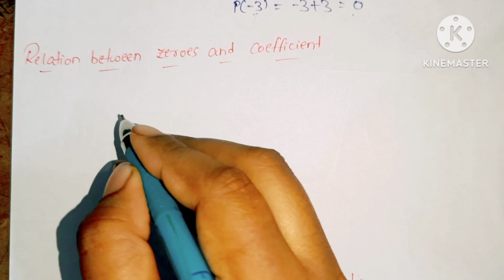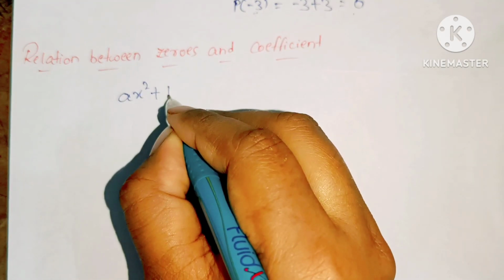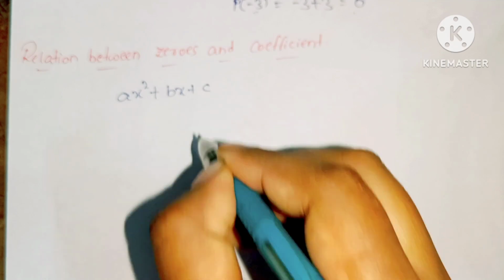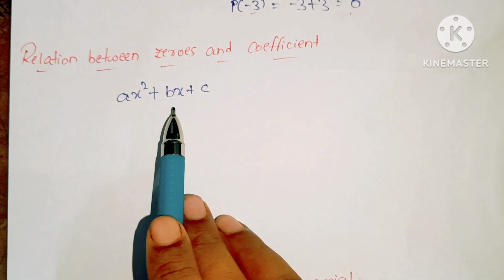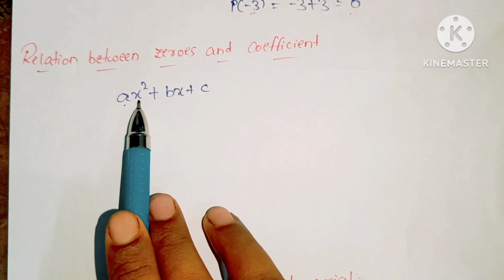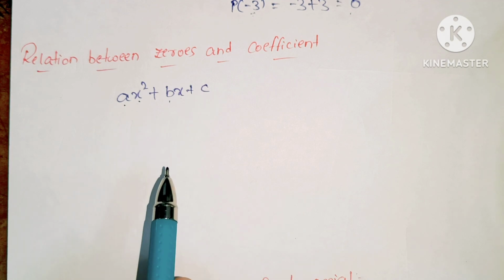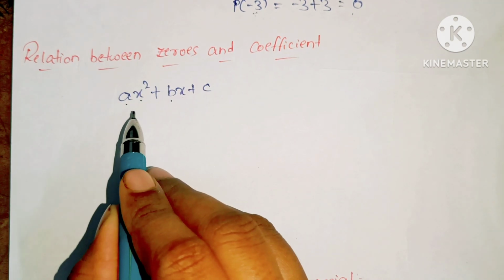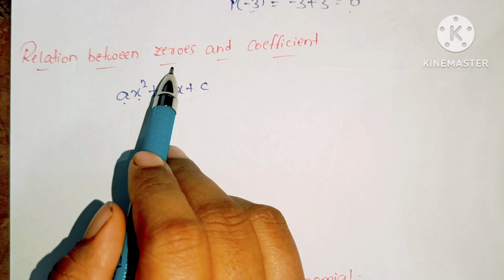So see here, the next most important concept: relation between zeros and coefficients. So the general standard form of a polynomial is ax square plus bx plus c. Okay, so this is the general form of the polynomial, the general equation, the standard form. So a is the coefficient of x square, b is the coefficient of x, and c is the constant.